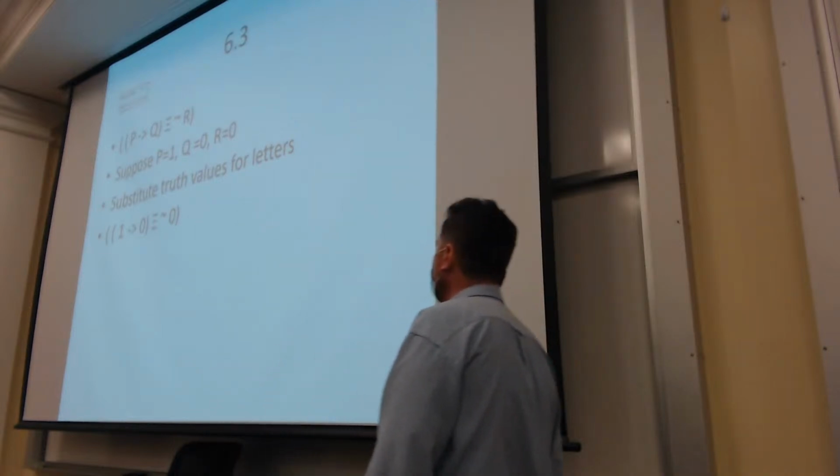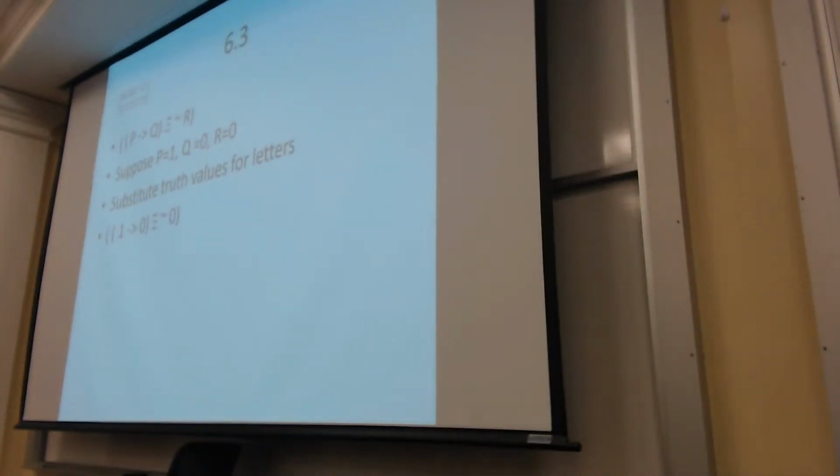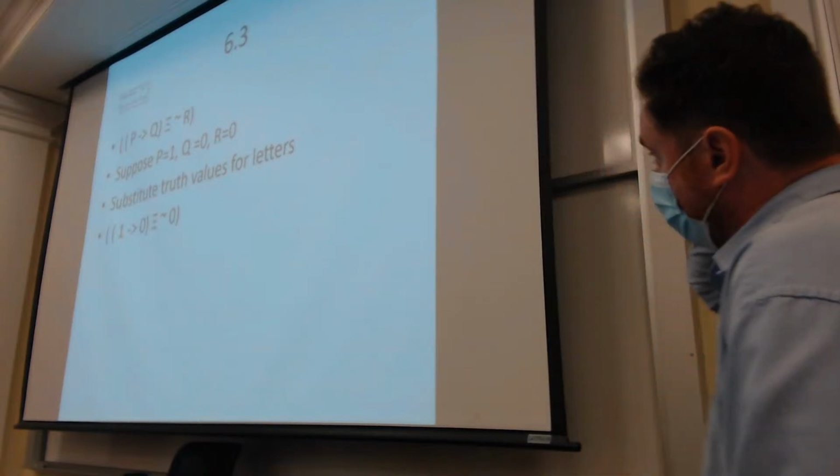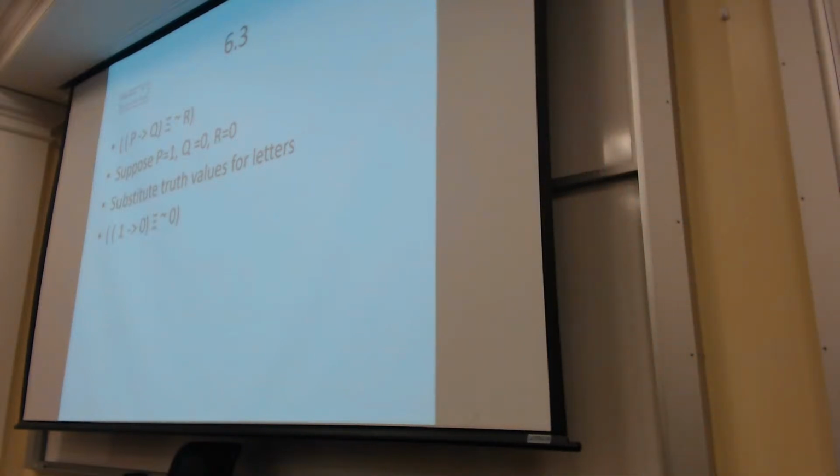So how do we determine the value of a 3-letter complex statement like if P, then Q, if and only if, not R? All right, so let's suppose the values we want to figure it out for are P is true, Q is false, and R is false.